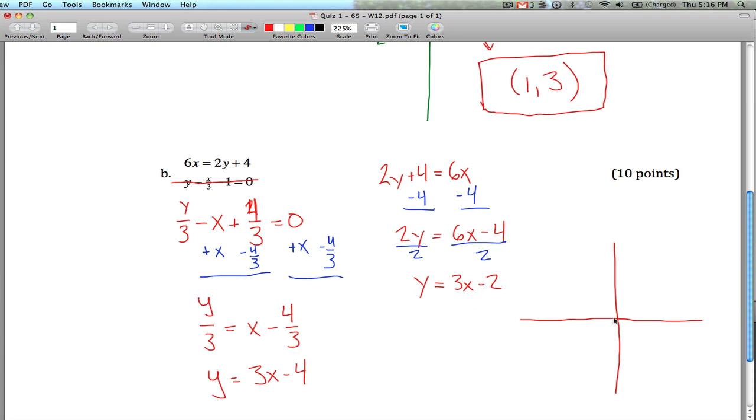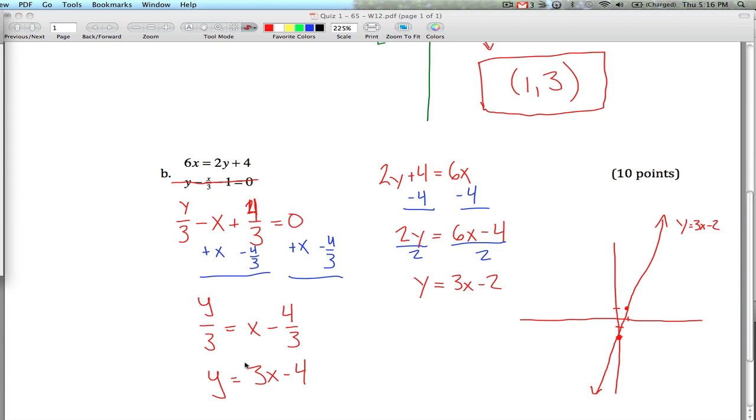So let's see, this one right here, our y-intercept is down here at negative 2. Then our slope is 3. Go up 3, 1, 2, 3, and over 1. Get a point right here. And try your best to connect those dots with a straight line. Something like that. This is y equals 3x minus 2.